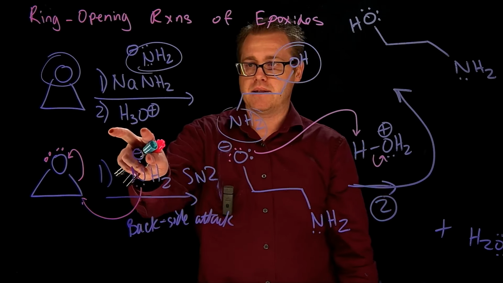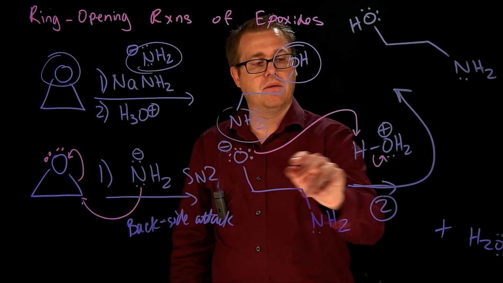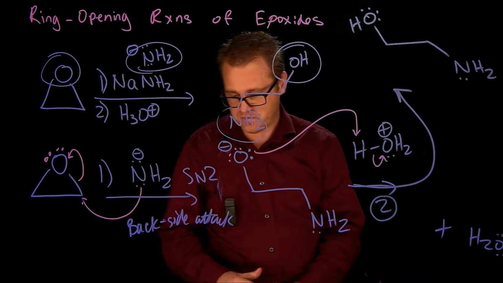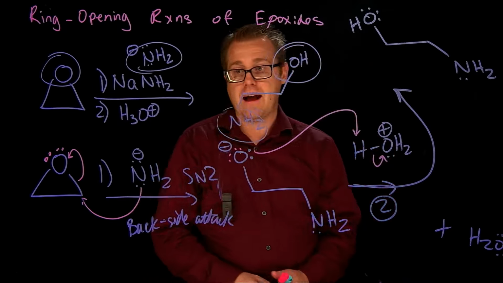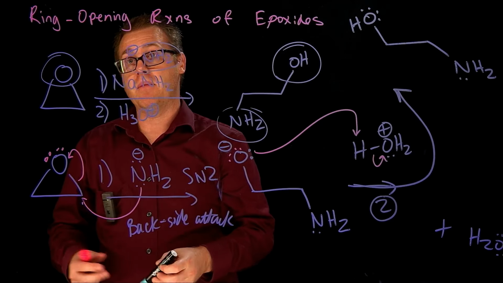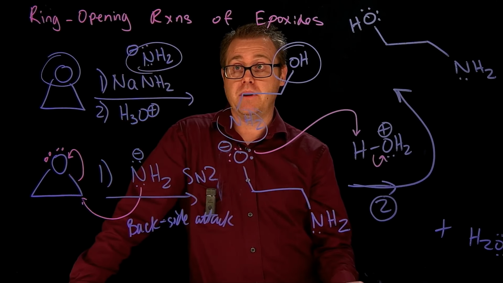So the reason why we need this acidic workup is because we have the alkoxide right here, and we have to protonate that with some acid to get us our product right there. Okay. Now, in this particular example, I showed you the sodium amide, but any strong nucleophile could be used.